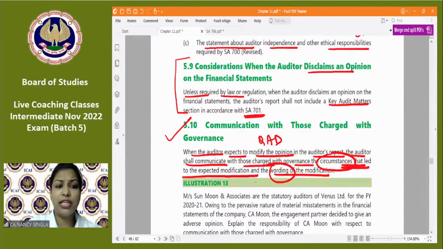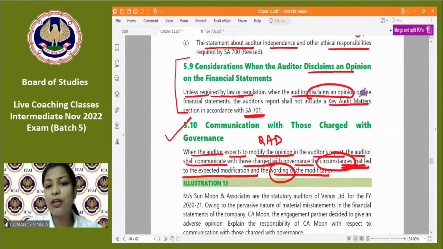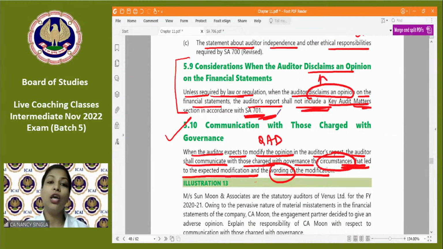So it is specifically mentioned that unless required by law and regulation, when the auditor disclaims an opinion on the financial statements, so disclaimer of opinion जब आएगा, the auditor's report shall not include key audit matters in accordance with SA 701। तो अगर आपका unmodified opinion है तो key audit matter आ जाएगा, qualified opinion है तो also key audit matter can come, adverse opinion में भी key audit matter can come, but disclaimer of opinion में जहाँ आपसे information ही नहीं दी जा रही है about the opinion, तो अब additional information क्या दोगे ना, ठीक है, समझ आता है। So this was the point which was left.